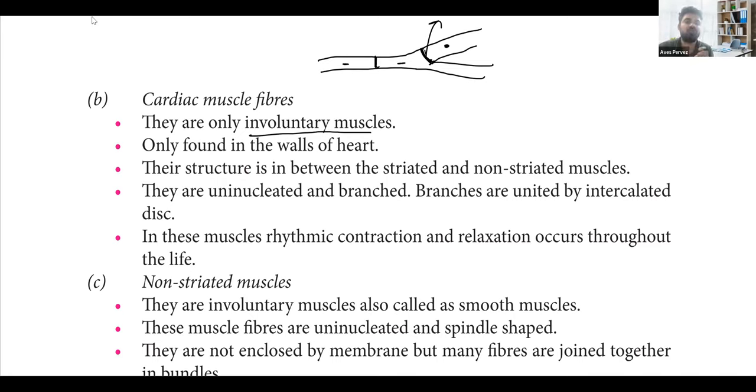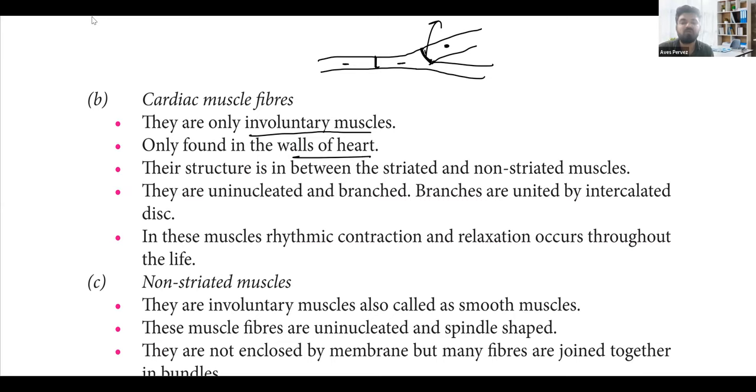For example, if you see something suddenly and get frightened, then your heartbeat increases. This is not in your control. You cannot make it normal instantly. It will take some time to become normal. So that is involuntary action, and it is only found in the wall of the heart.